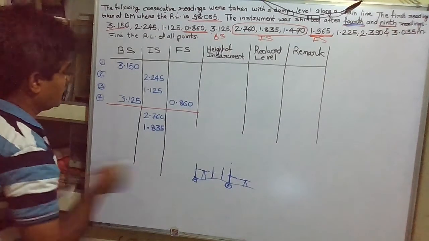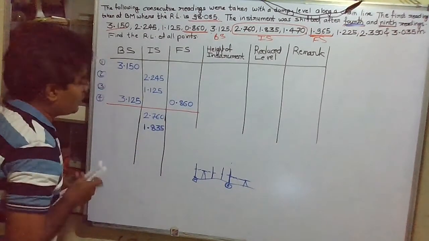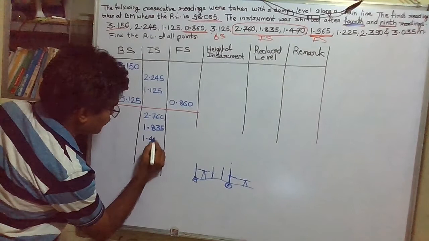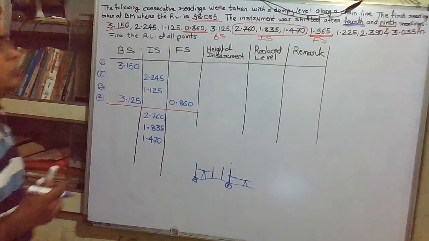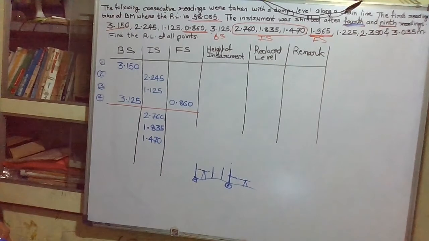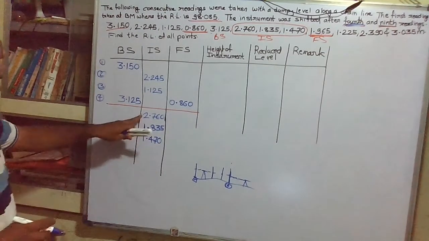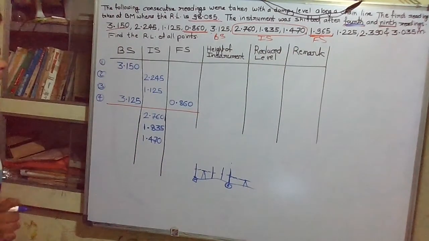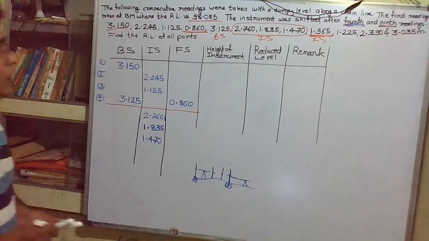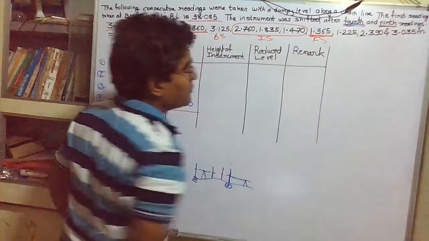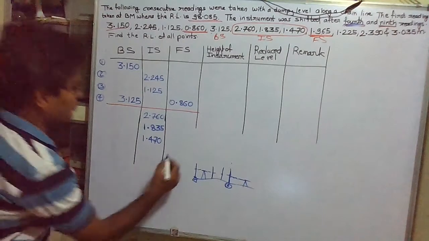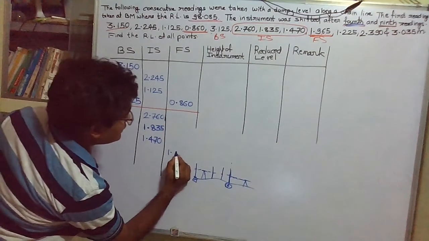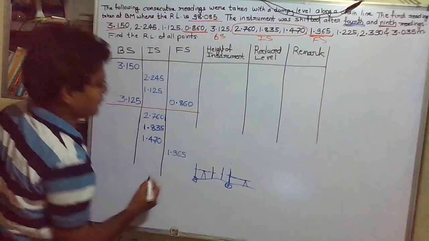Again, next reading is 1.470, 1.470, 1.4. Up to this it is clear. So all of 2.760, 1.835, 1.470, we have written on the intermediate side. Now this is the foresight, because the instrument is shifted after that reading. So here we are going to write it on the foresight side: 1.965. Got it?